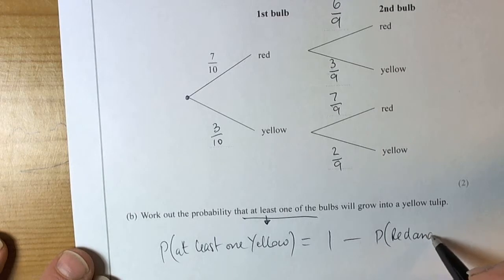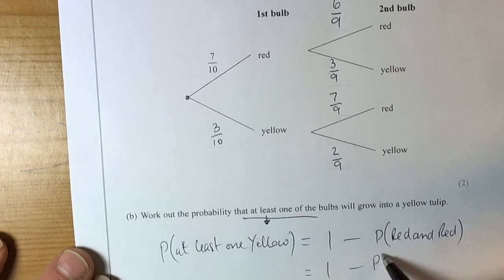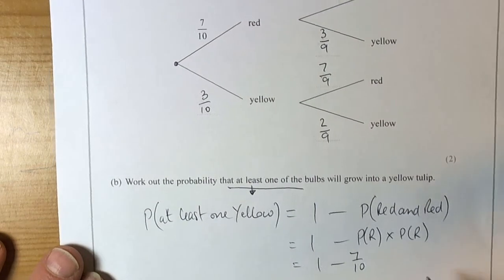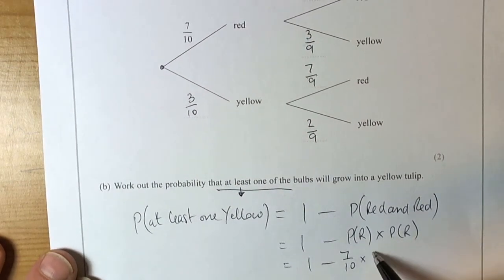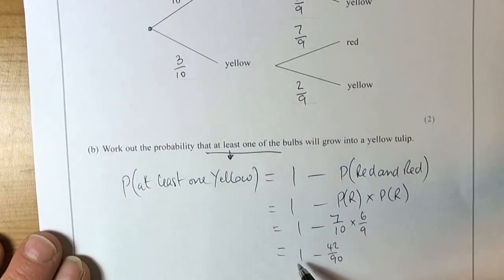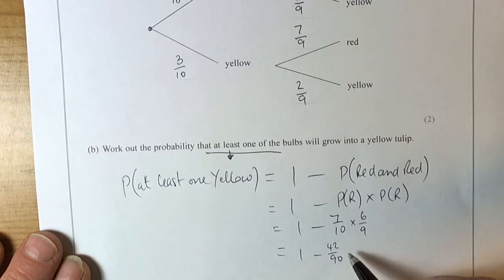of red and red. So the probability of red and red is the probability of red times the probability of red. And the probability of red the first time round was 7/10. And the probability of red the second time round was 6/9. So we've got 1 take away, well 7 6s are 42 90ths. The whole 1 is 90 90ths. So take away 42 90ths is 48 90ths. So the answer here will be 48 90ths.